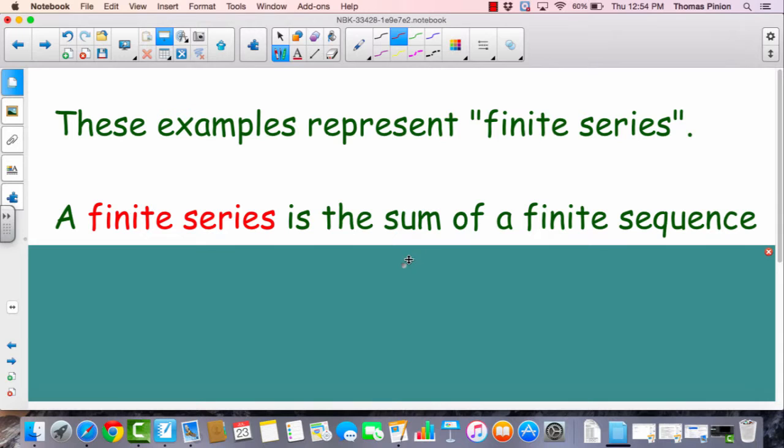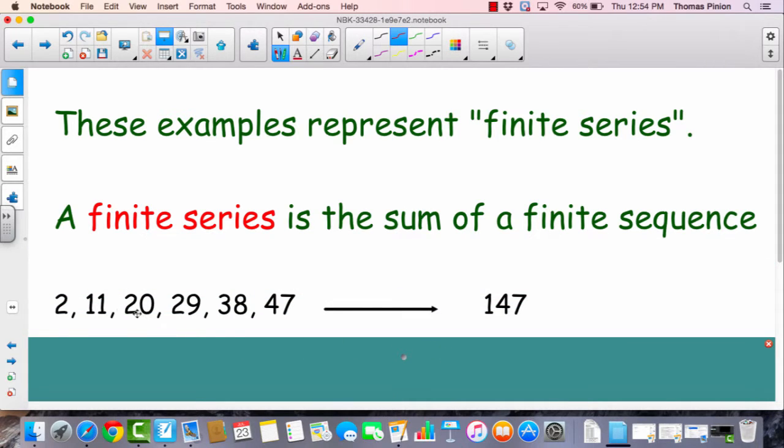Just like this. These 6 numbers, I can count them, so it's a finite amount of numbers. Okay, and it is a finite sequence. If I put plus signs in between them, it becomes a finite series. And I add them all together, and we'd find out that their sum is 147. Okay, hopefully that makes sense. If you have any questions, make sure to mark them on your guided viewing sheet.